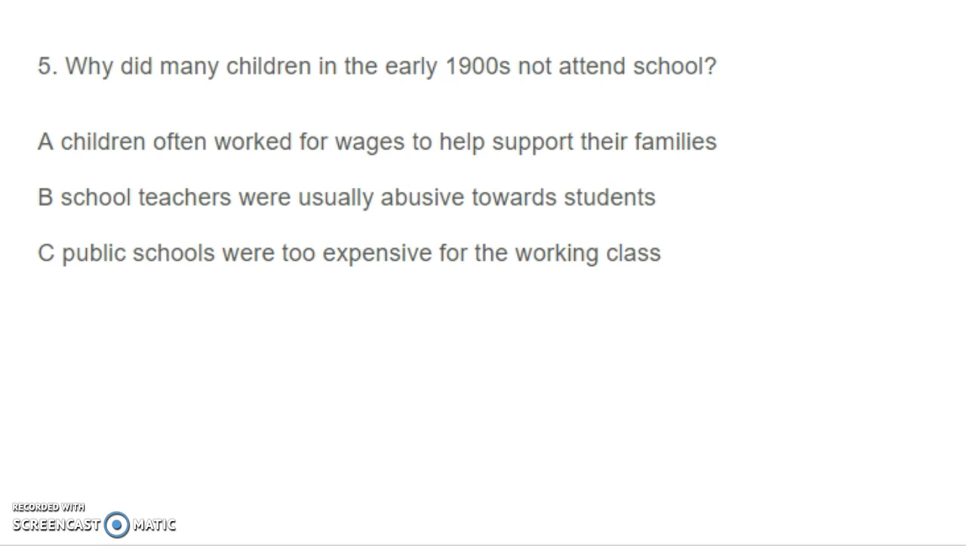Number five, why did many children in the early 1900s not attend school? A, children often worked for wages to help support their families. B, school teachers were usually abusive towards students. Or C, public schools were too expensive for the working class.